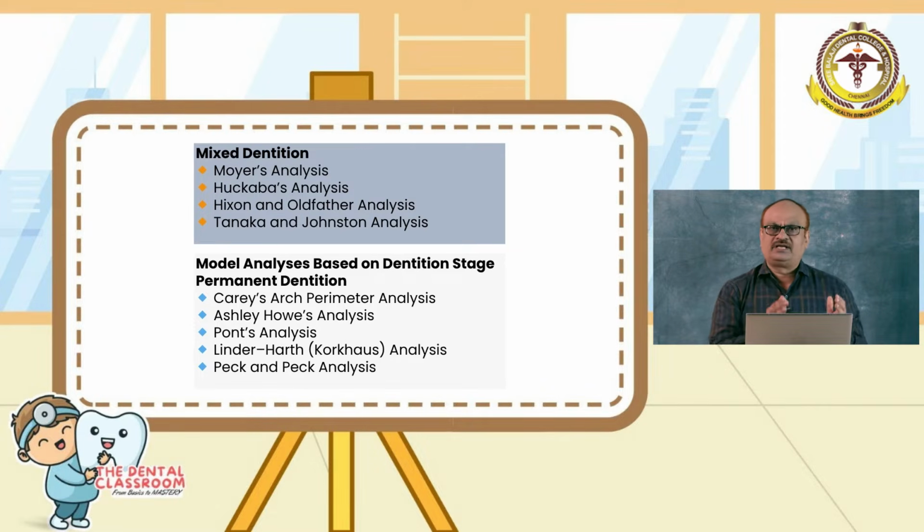We have permanent analyses like Carey's arch perimeter analysis, Ashley-Howe's analysis, Pont's analysis, Linder-Harth analysis with Korkhaus's extension of it, Peck and Peck analysis, and of course the important one, Bolton analysis. Likewise in mixed dentition, we have the famous Moyers analysis, Tanaka and Johnston analysis, and Hixon and Oldfather and Huckaba analysis. These come under mixed dentition analysis. But today we are going to restrict our discussion to model analysis in permanent dentition.